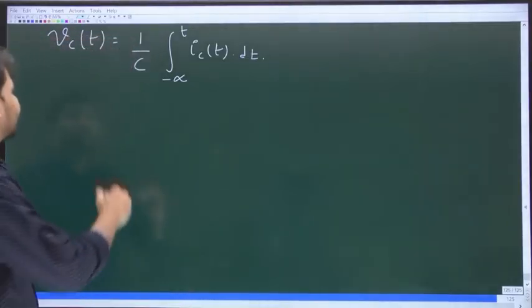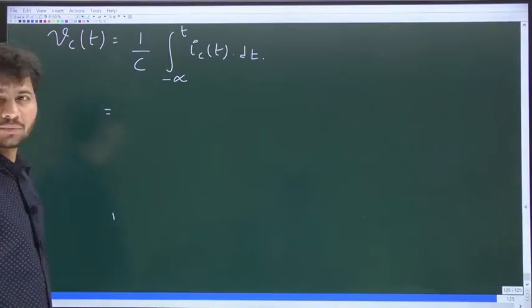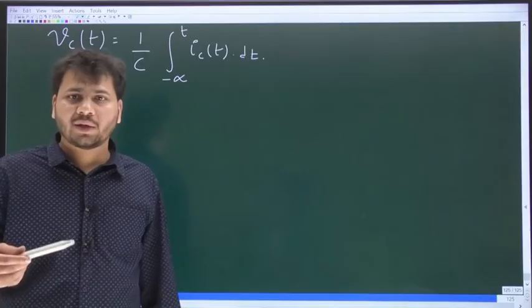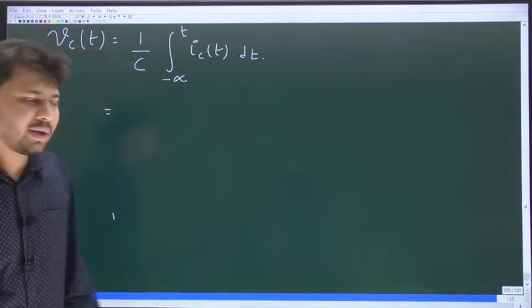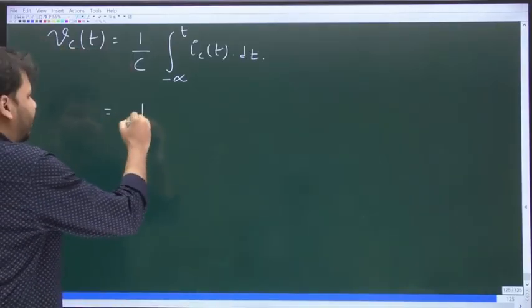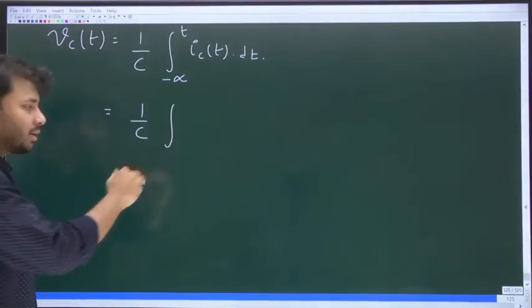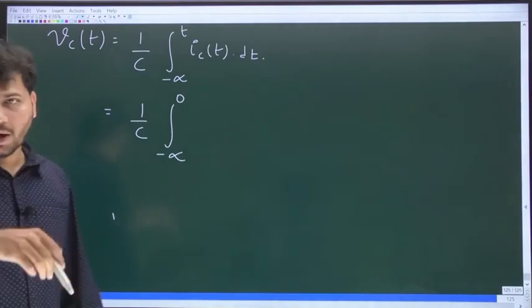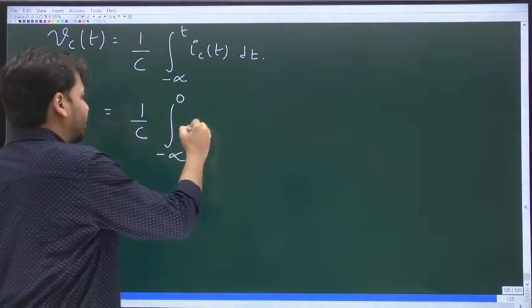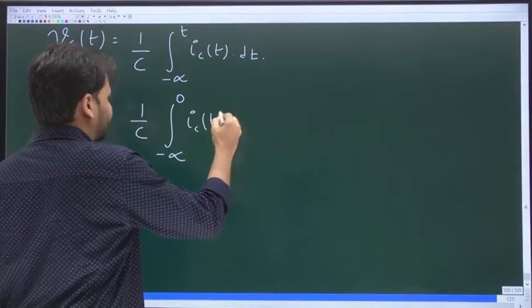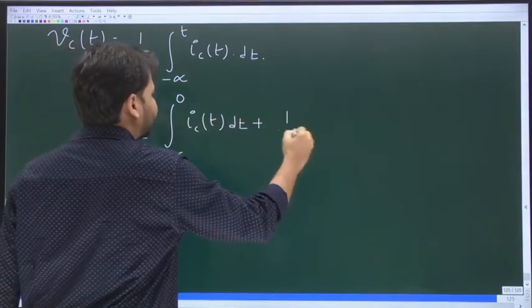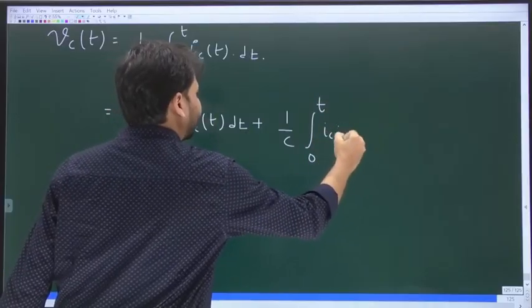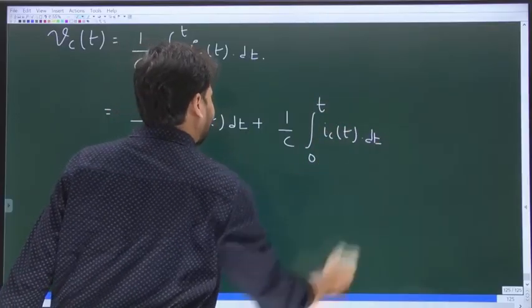You understood? Yes. So this Vc of t, which is 1 by C integral from minus infinity to t of Ic of t dt, can be written as 1 by C integral from minus infinity up to 0 of Ic of t dt, plus 1 by C integral from 0 to t of Ic of t dt.